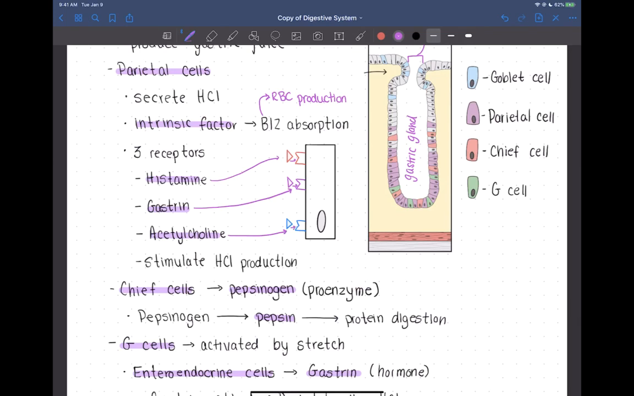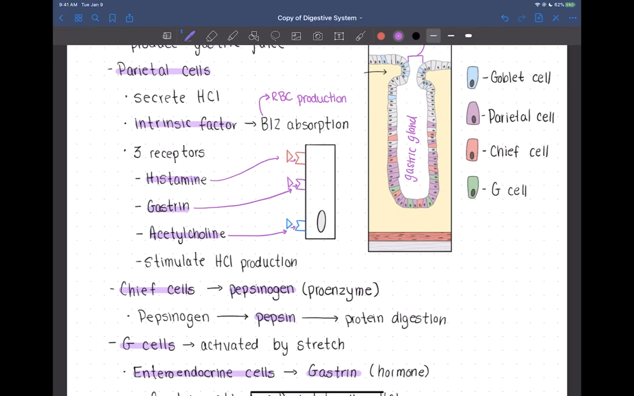As we talk about the physiology of the stomach, we'll go through where each of these signals come from. Make sure you make a note of that and put those pieces together of activation.